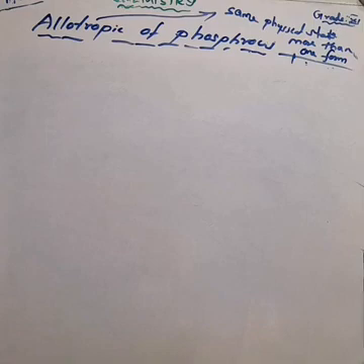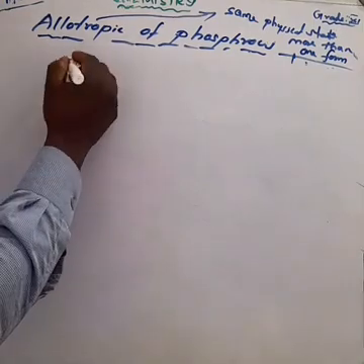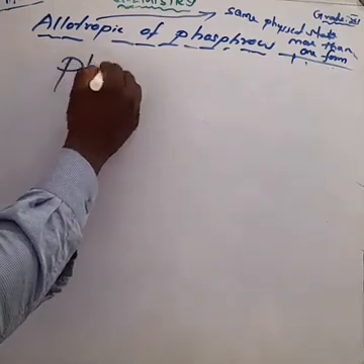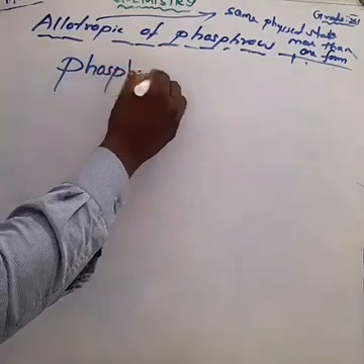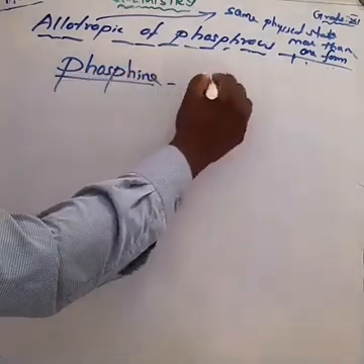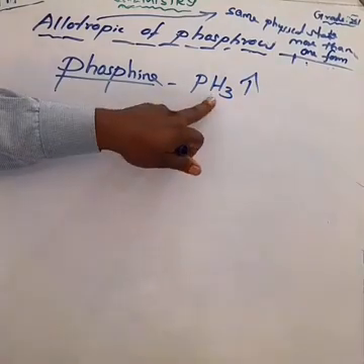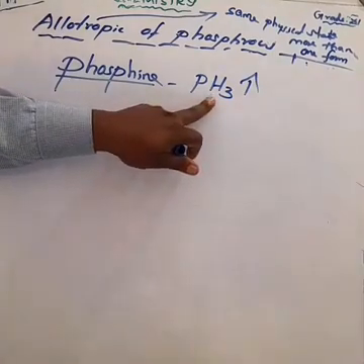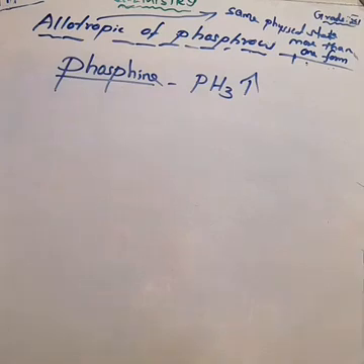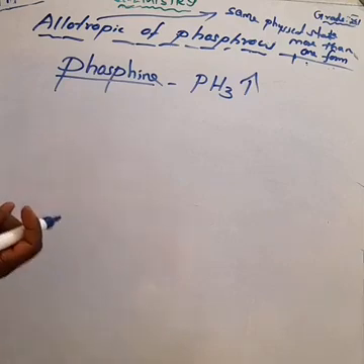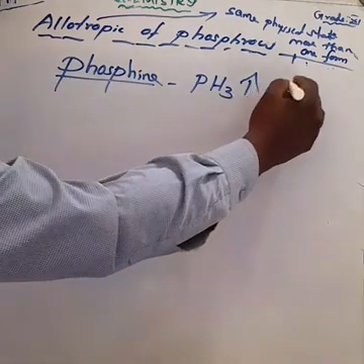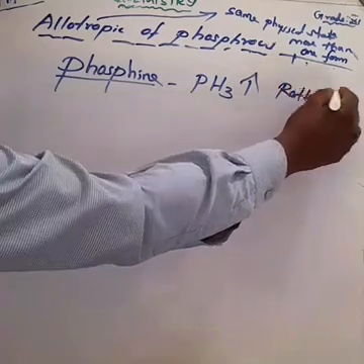Next, one of the very important questions: phosphine. What is the formula of phosphine? PH3. Phosphine is a poisonous gas with a rotten fish smell. Don't forget, it's a one-word question, a very, very important one-word question. Phosphine has a rotten fish smell.